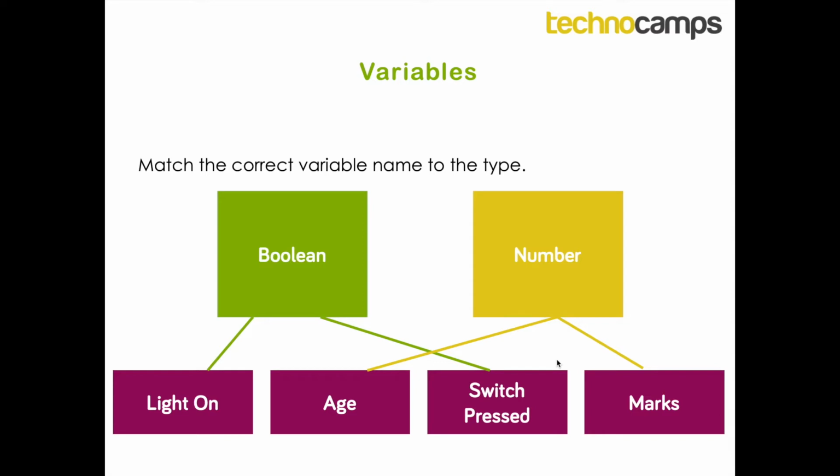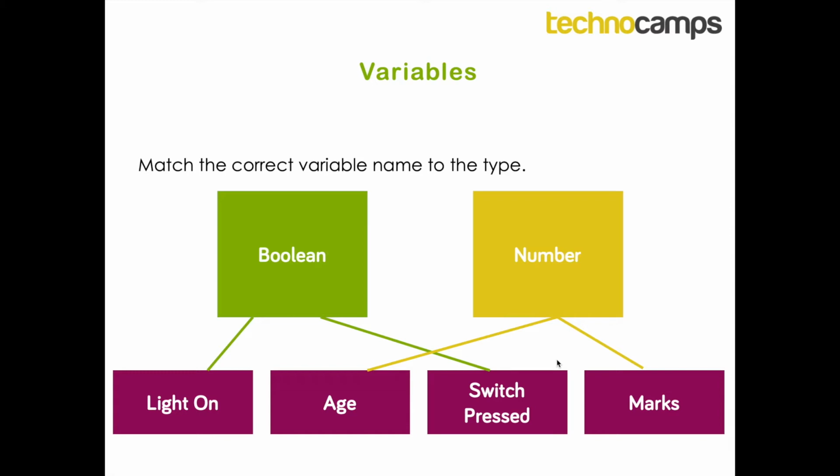Down the bottom we have 4 different variables. We have a light on variable that we would like to use to store whether the light is on. We have an age variable that we would use to store the age of someone or something. We have a switch pressed variable, which we'd like to store whether a switch has been pressed or not. And we have a marks variable, which would presumably store how many marks someone got for something.